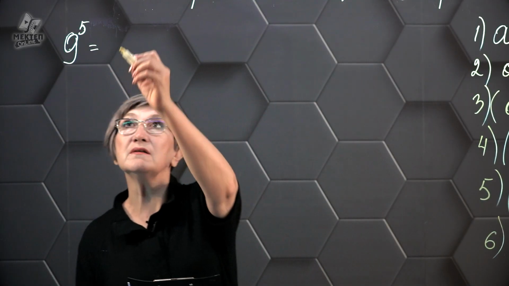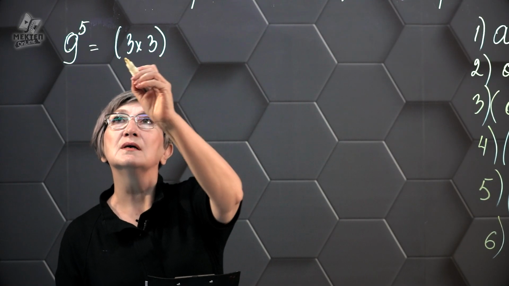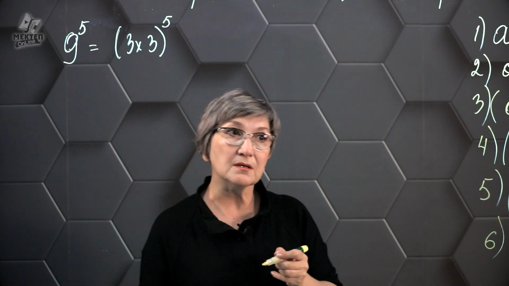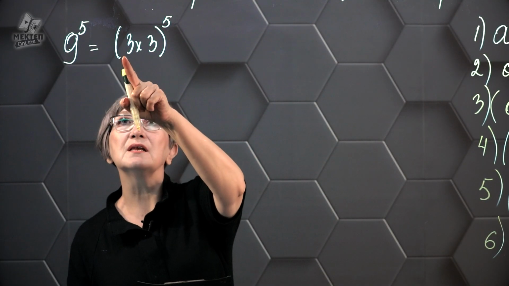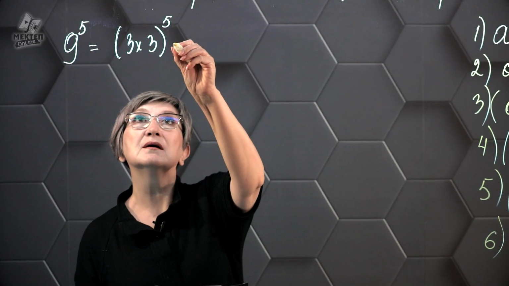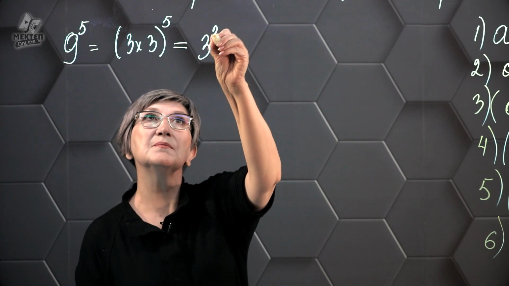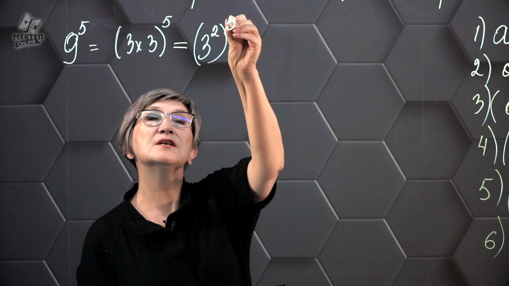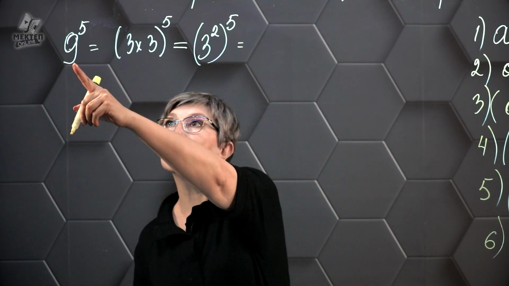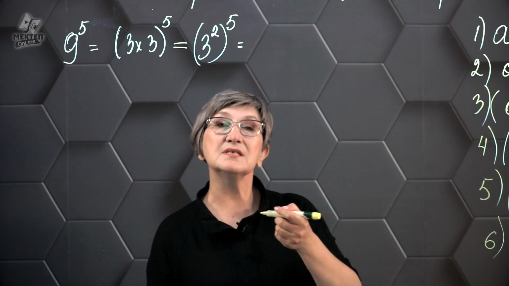The thing is, 9 is 3 times 3. Don't forget to write down the exponent of 5. Why? Because 3 times 3 is the number 9, and in the example we have 9 to the power of 5. So I'm going to write 3 times 3 as 3 to the power of 2, and the whole expression is to the power of 5. I've changed the base of 9 to the power of 5 to (3 to the power of 2) to the power of 5.